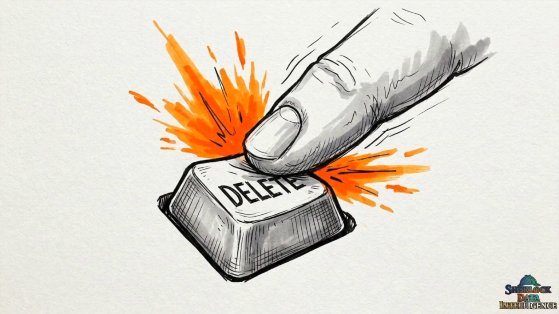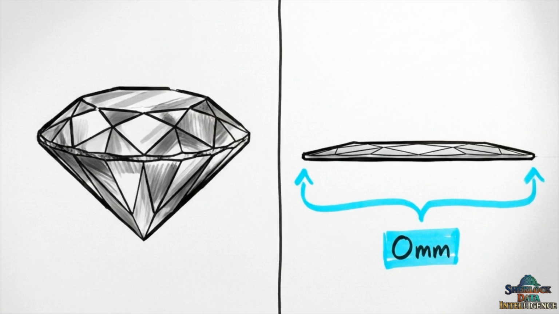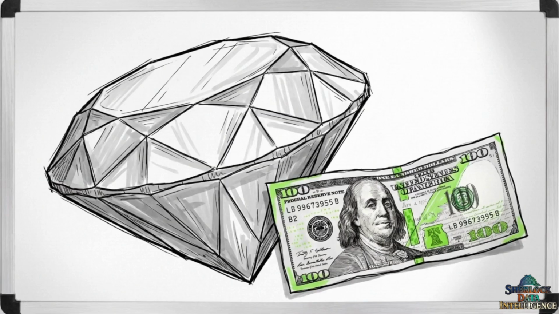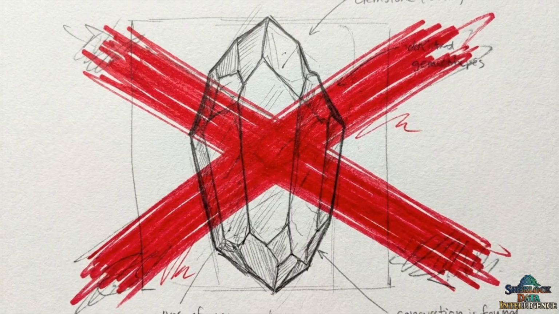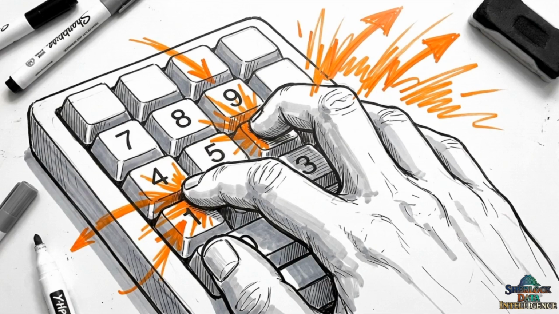Take a dataset tracking the physical dimensions and prices of diamonds. You might find a diamond listed as 0 millimeters wide, or a massive 59 millimeter diamond priced at only a few $100s. Basic physics and economics tell us these specific measurements are impossible. They are clearly data entry errors.